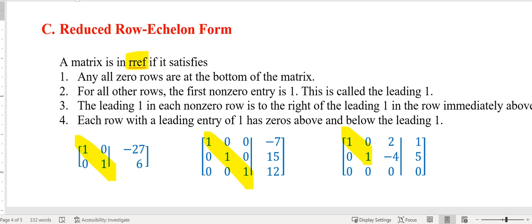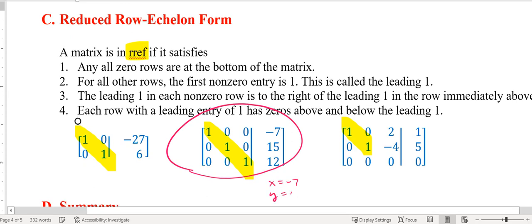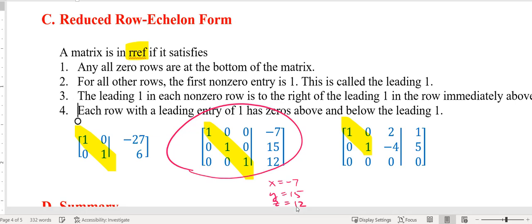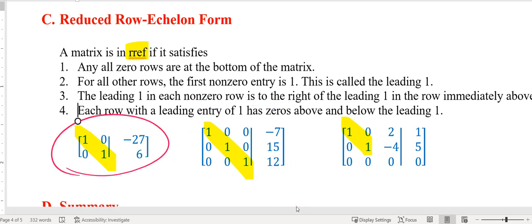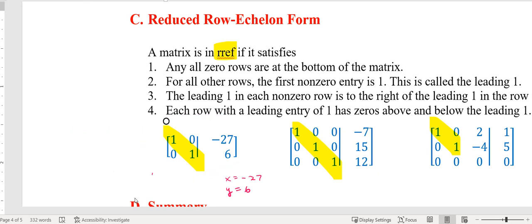Now, why is that handy? Remember up above we said we could read off x equals negative 7, y equals 15, and z equals 12, and you'd have the answer to that system. What's the answer to the system here? You get x equals negative 27 and y equals 6. All right, so a summary.